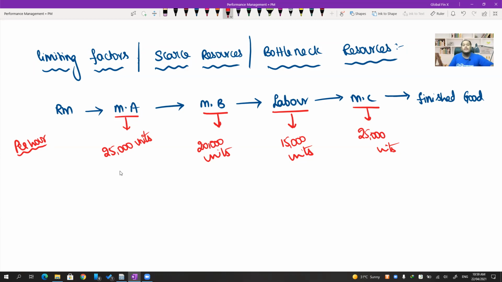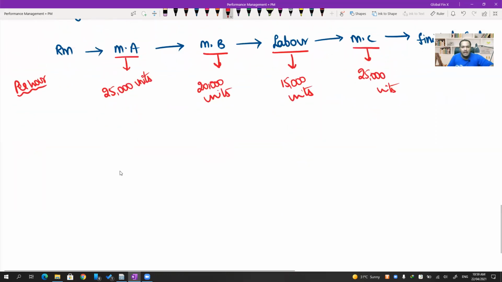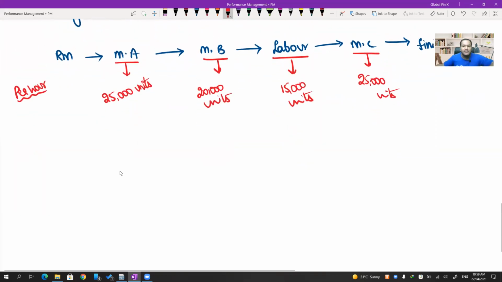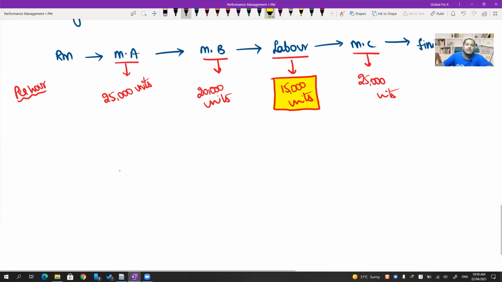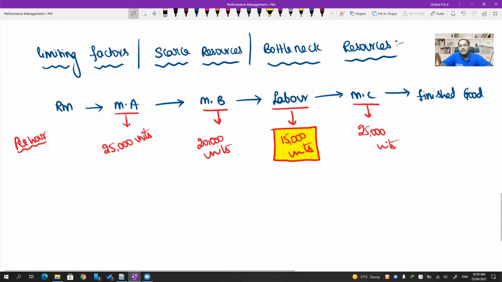So what actually happens is, if I'm talking about 1 hour of activity, because of my labor I can produce only a maximum of 15,000 units. Even though other machineries have the capacity of 25,000, I cannot produce that much because my labor is restricting my maximum activity level to 15,000. I cannot produce more than this. So this 15,000 is called the bottleneck resource. Labor is the bottleneck in this particular example, sir. You're able to understand this, right?